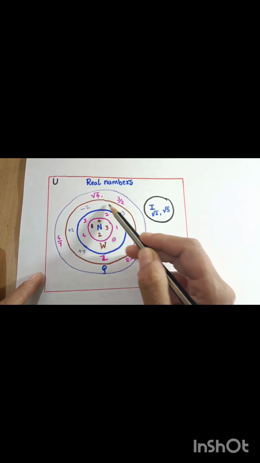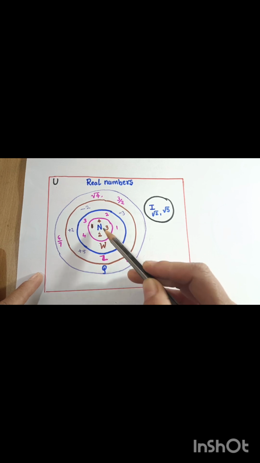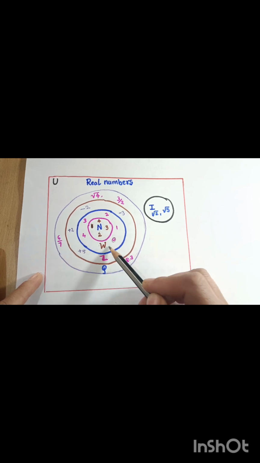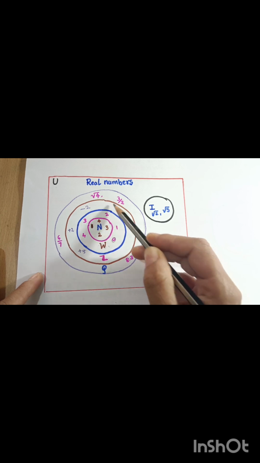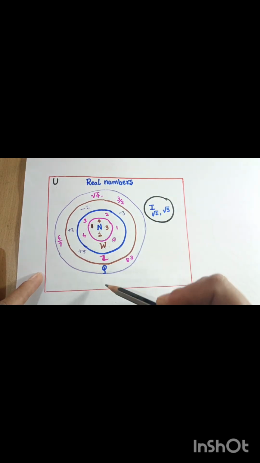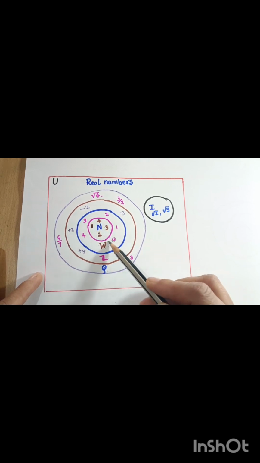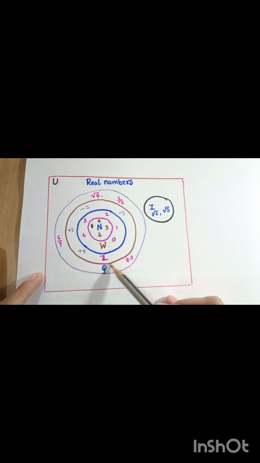W. Next comes Z, meaning integers. Integers contain all natural numbers, including 0, meaning whole numbers, and also the negative numbers. Next come rational numbers. Rational numbers contain all natural numbers, whole numbers and integers. This set is called rational numbers.